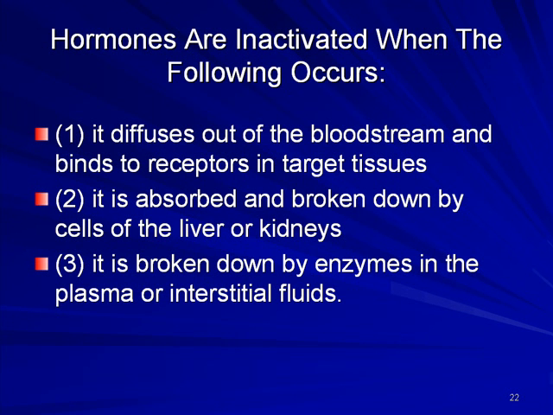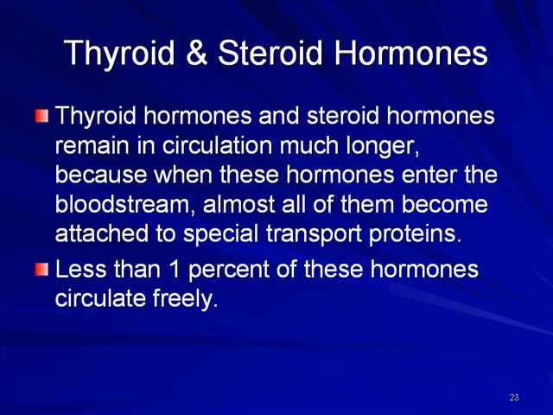They can become inactivated. The hormone diffuses out of the bloodstream and will bind on particular receptors of target cells that have receptors. If you remember back to A&P Part 1, we talked about protein receptors on cells that are sensitive to pick up certain chemical agents in the bloodstream. Hormones specifically are what we're talking about here now. It's absorbed and broken down by cells in the liver and kidneys, as I alluded to earlier, and then broken down by enzymes in the plasma and interstitial fluid.